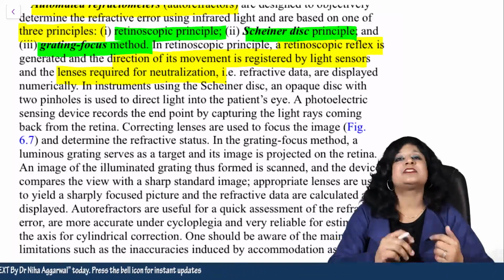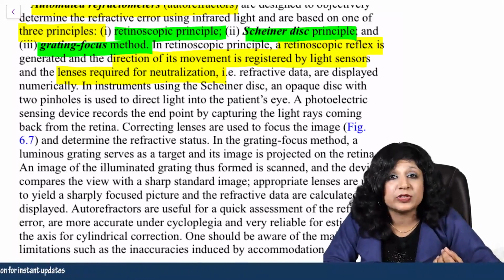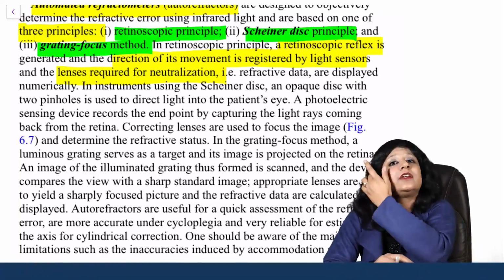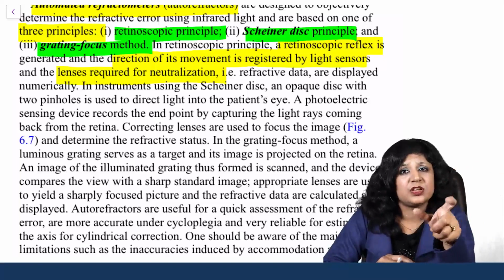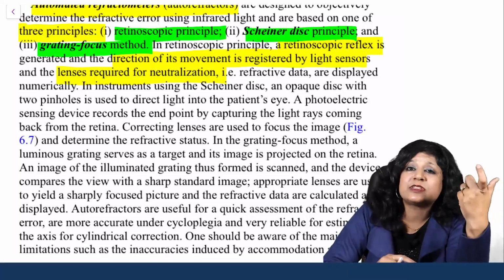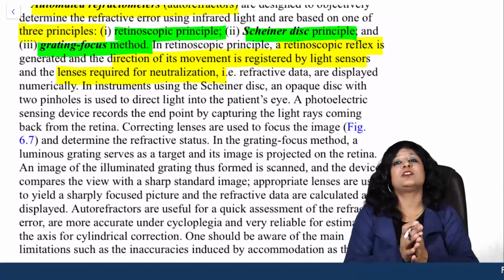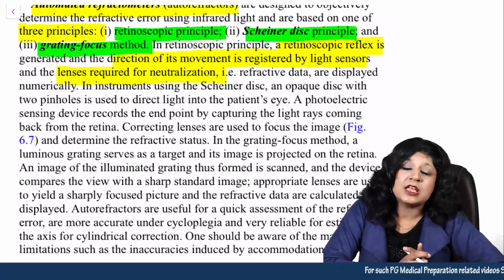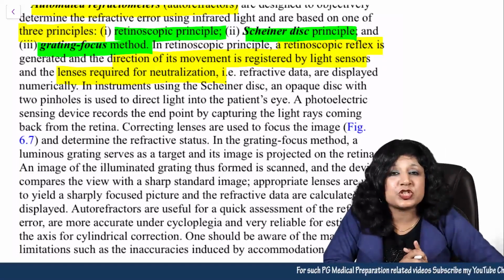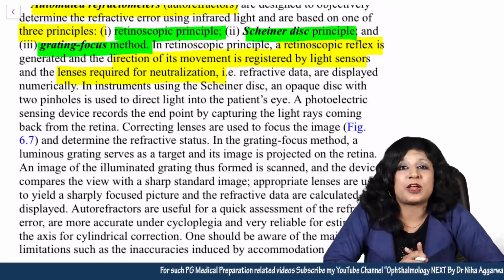So today we have seen mainly the mydriatics and cycloplegics, why they are required, how they are used, what their onset and duration of action are, and we have also seen where you should avoid them. Then we have also seen some of the shadows and the difficulties which can be experienced during the refraction. I think this is all for this session. In the next session, we will be discussing the other principles that are used in autorefractometers.